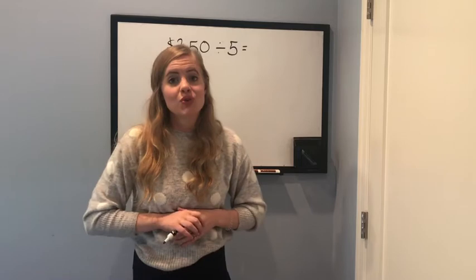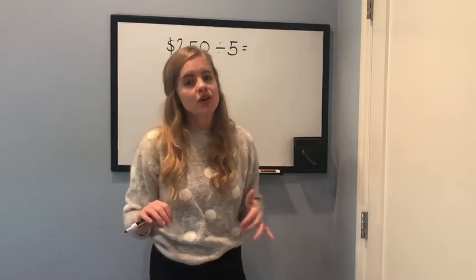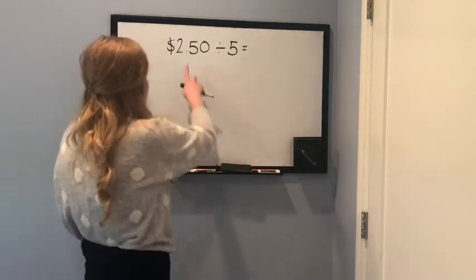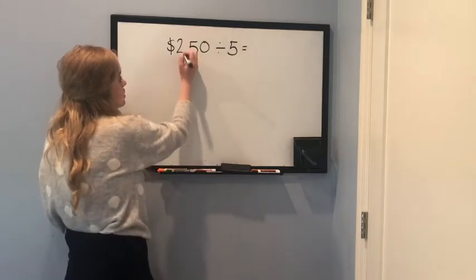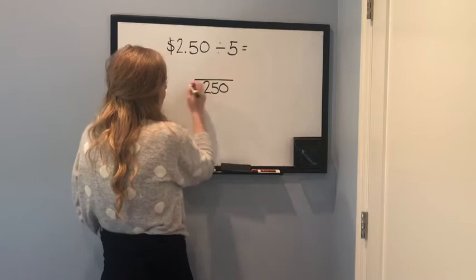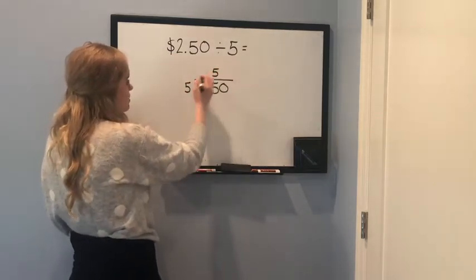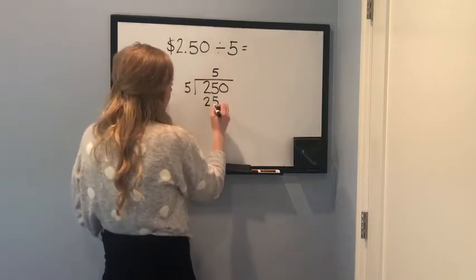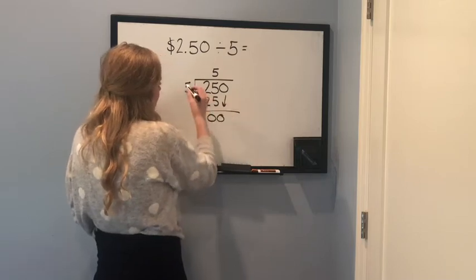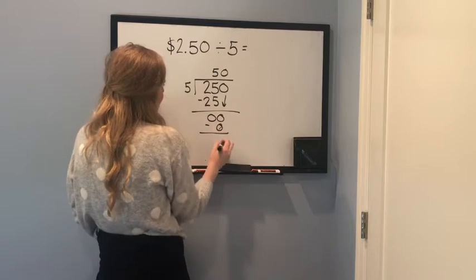Okay, so I hope you guys didn't have too much trouble solving this problem. Here's what we're gonna do. Just like we did in the last one, we're gonna take that decimal out of $2.50. So it's 250 cents divided by 5, okay? 5 goes into 25 5 times. 5 times 5 is 25. 25 minus 25 is 0. We drop the 0. 5 goes into 0 0 times. 5 times 0 is 0. 0 minus 0 is 0.